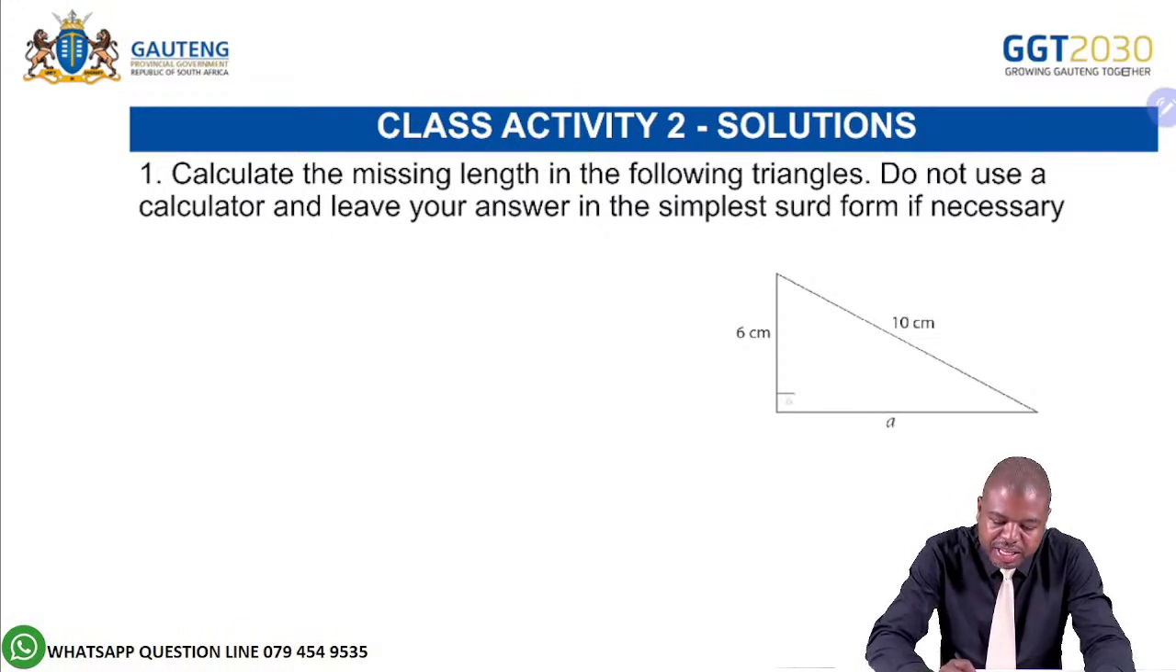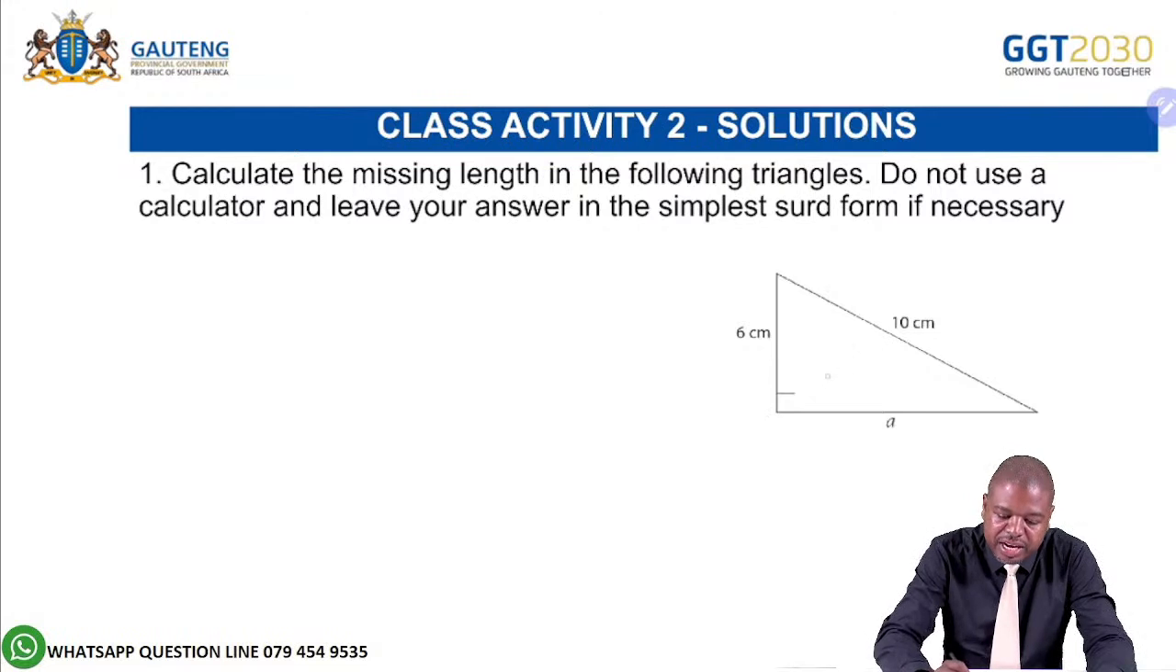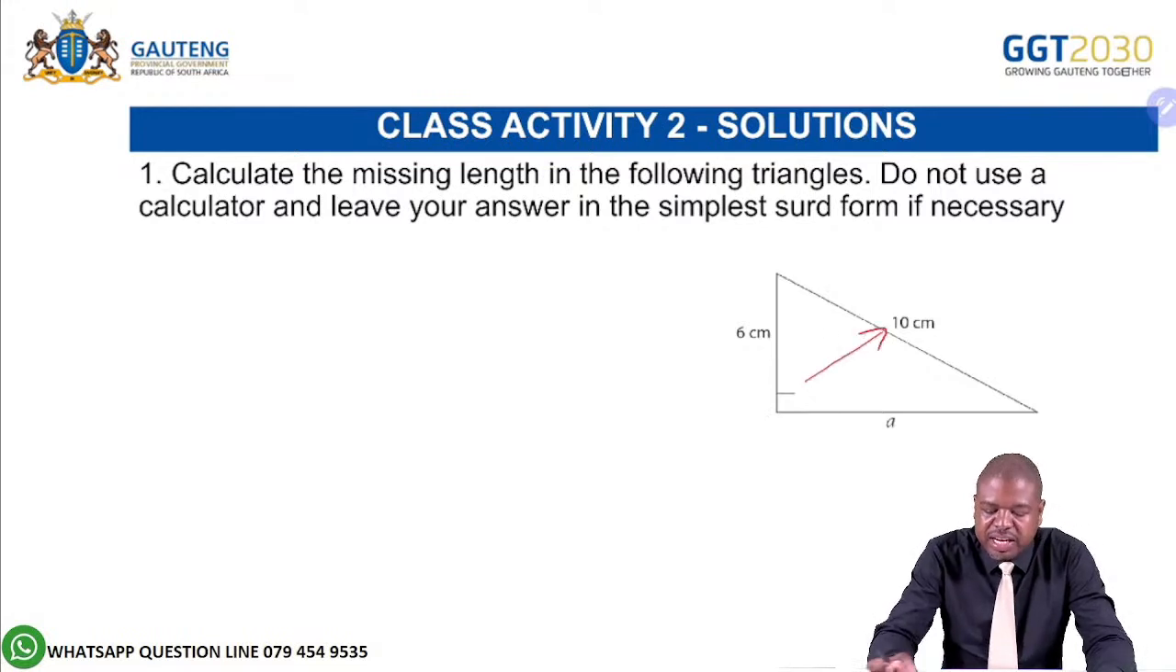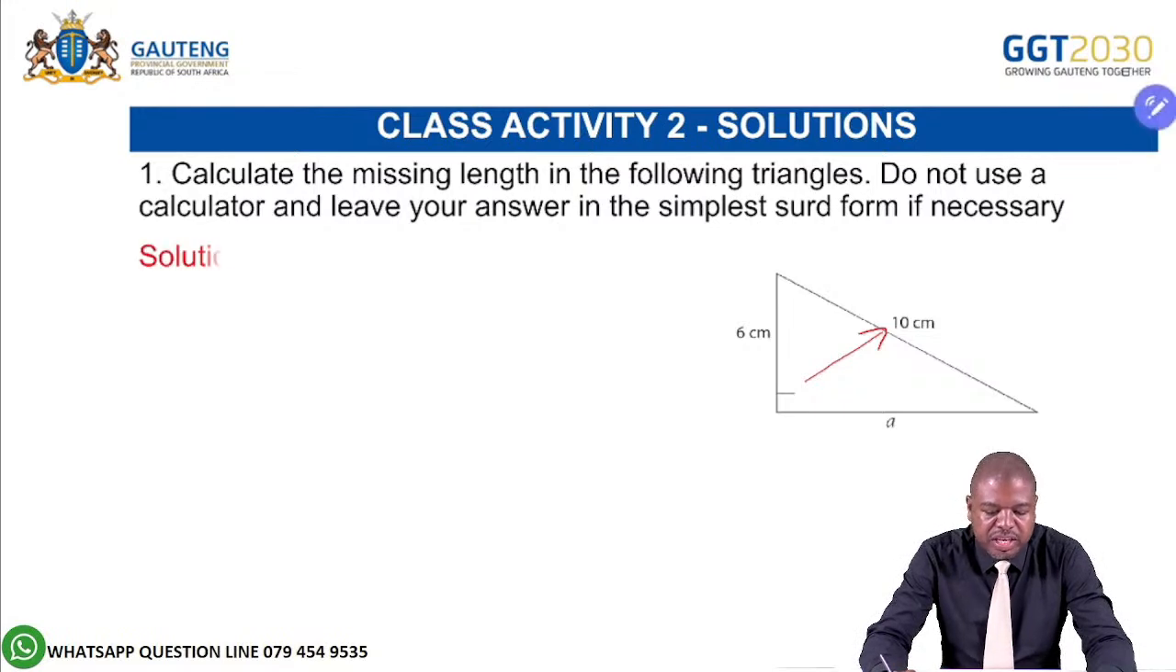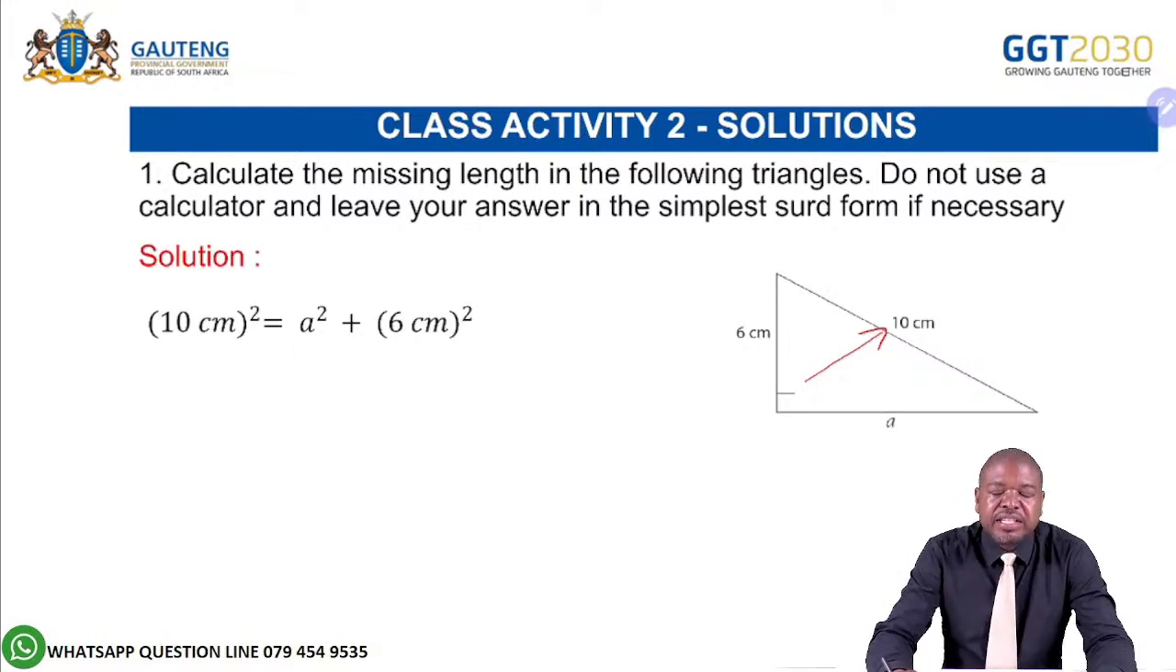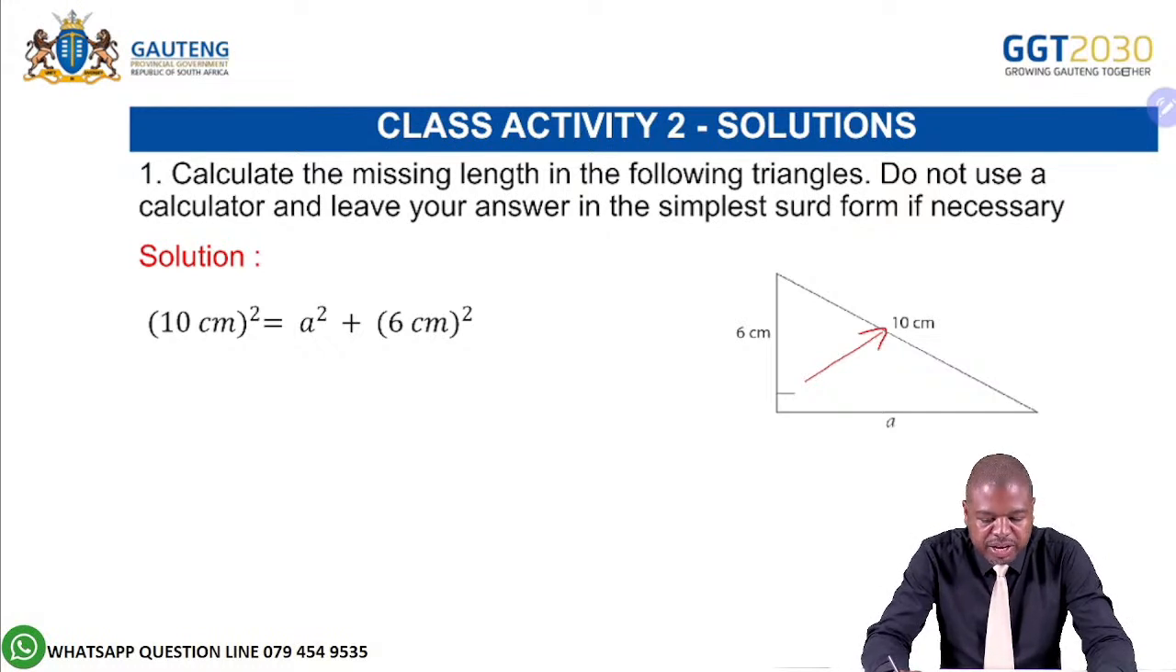Right, as you can see there, we do have our right angle triangle, and what are we given? We're given two sides. One of the sides is the hypotenuse, and we've been asked to find A. So using the theorem of Pythagoras, we can state that 10 centimeters squared is equal to A squared plus 6 centimeters squared.